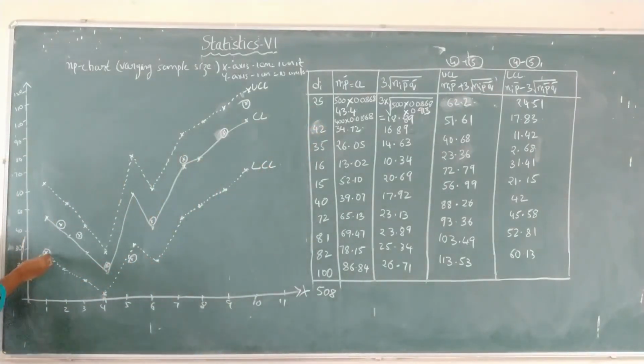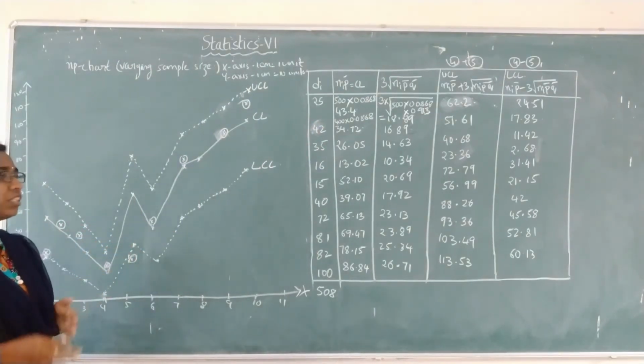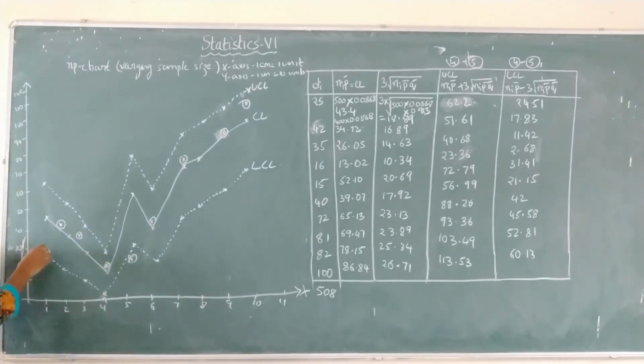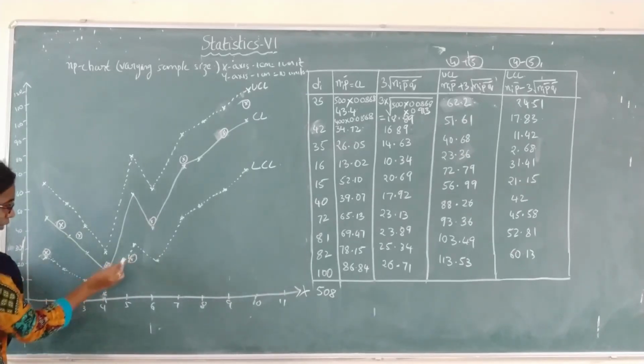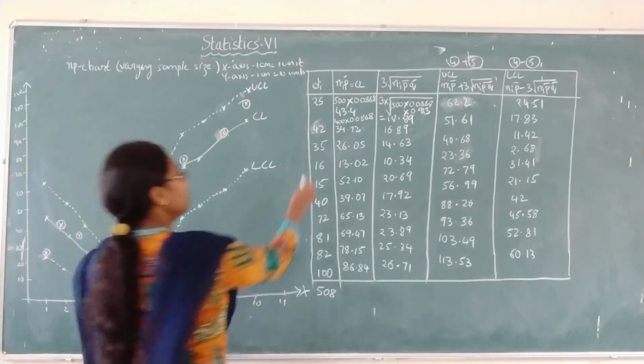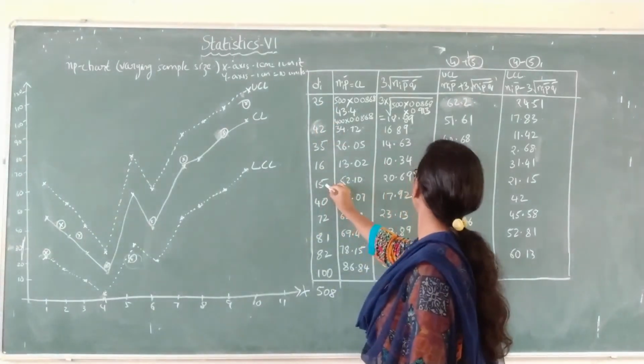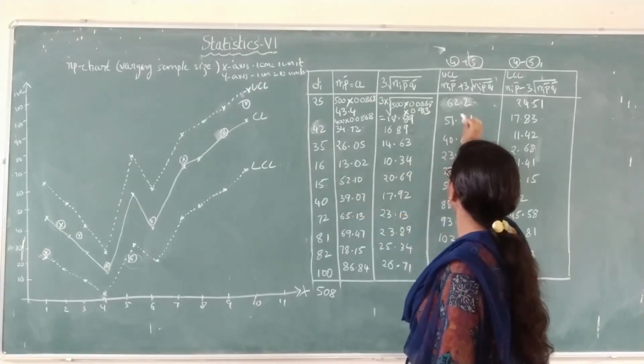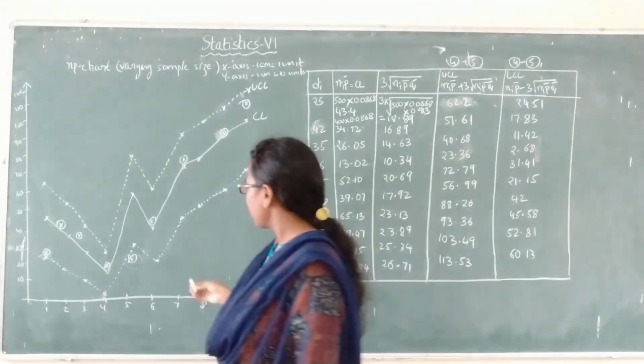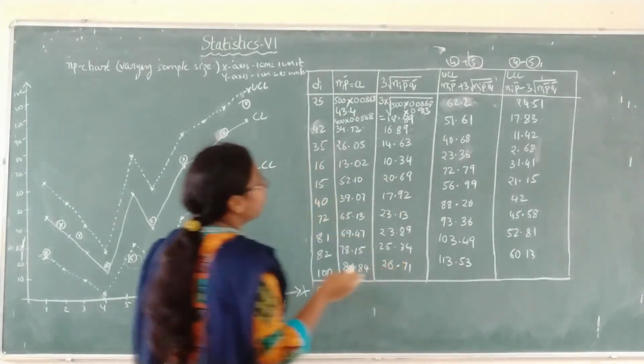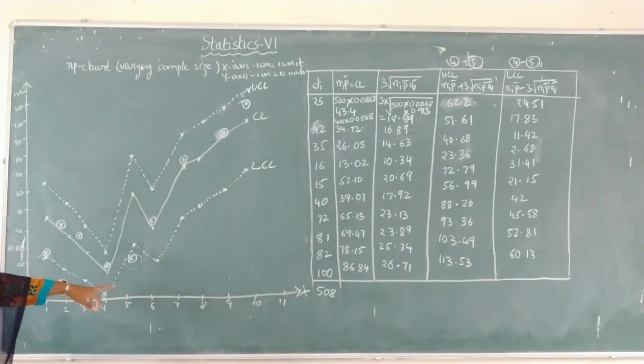All those values you plot, and even if I join these lines, you may observe that the graph will be very clumsy. So that's why I have just plotted the points and rounded them off, and we'll check whether the process is under control or not. If you observe this value, that is corresponding to the fifth sample. Corresponding to the fifth sample, it is going below the LCL. Fifth sample DI value is 15. So that is not under control.